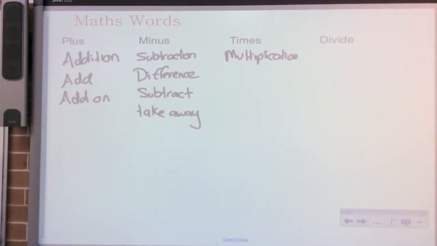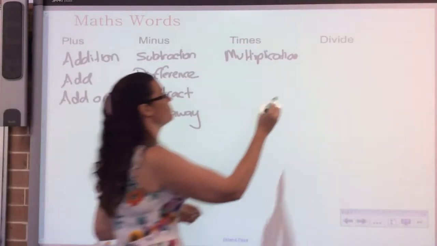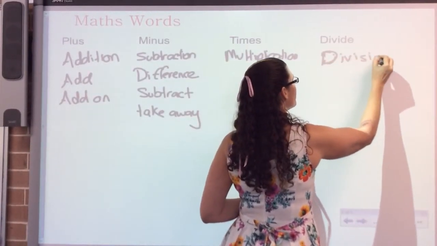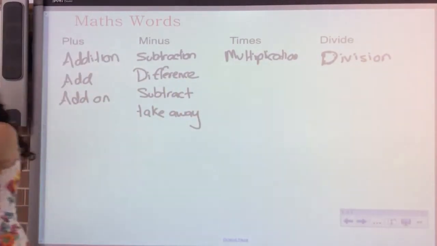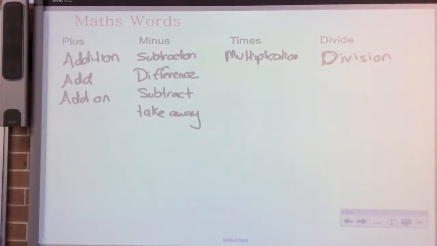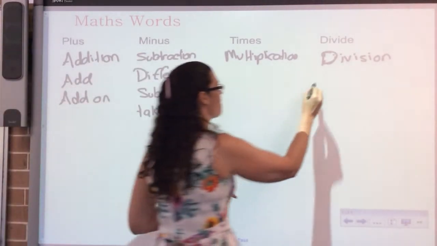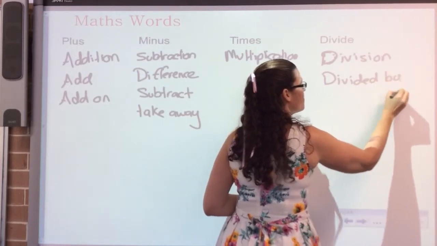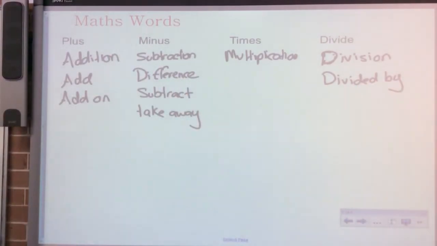Yep. Division for the time. Division. Yep. What else have we got? Divided by. Yep. Writing these down, adding these to your column as we go. Come down, Chad. Anything else we can add?